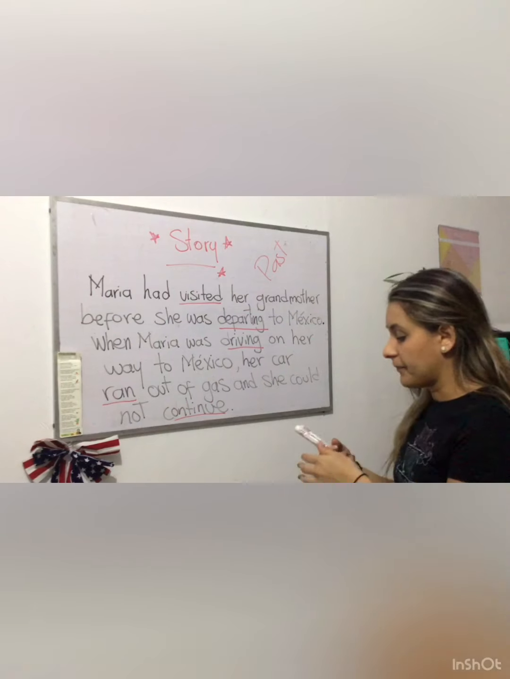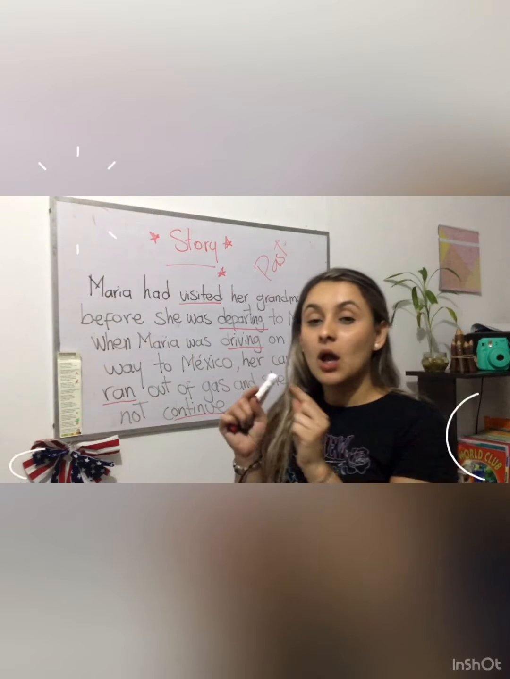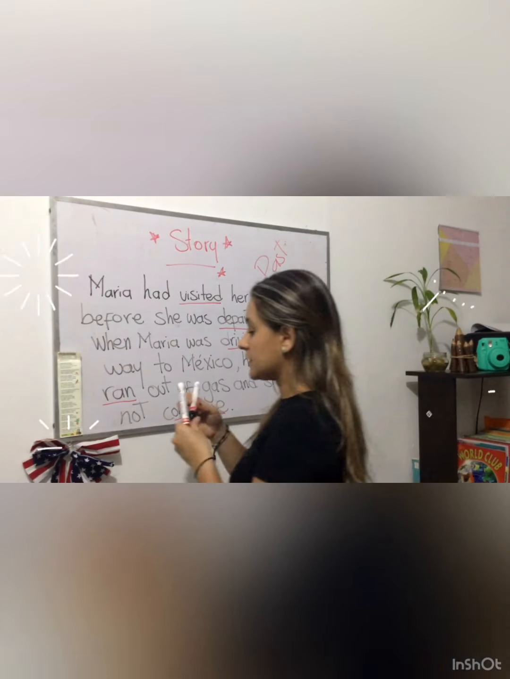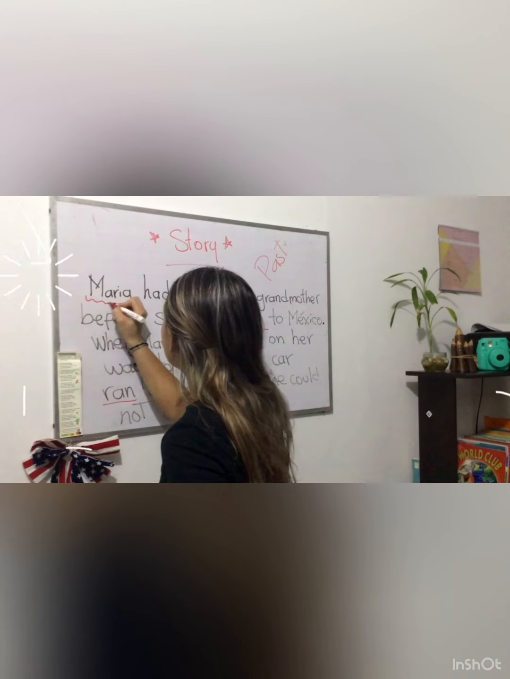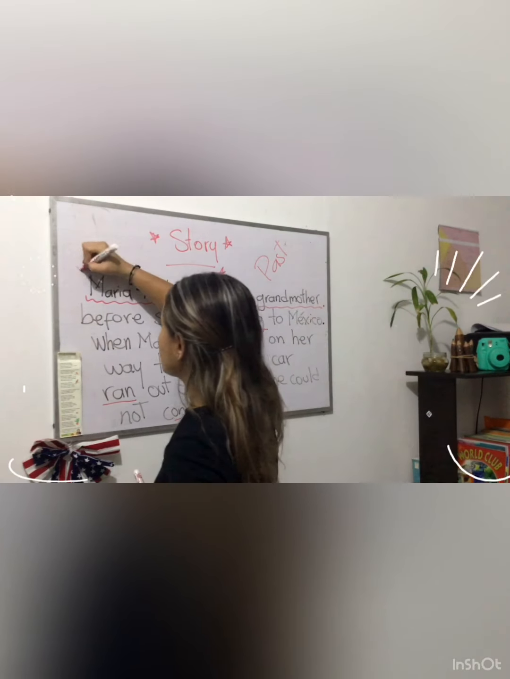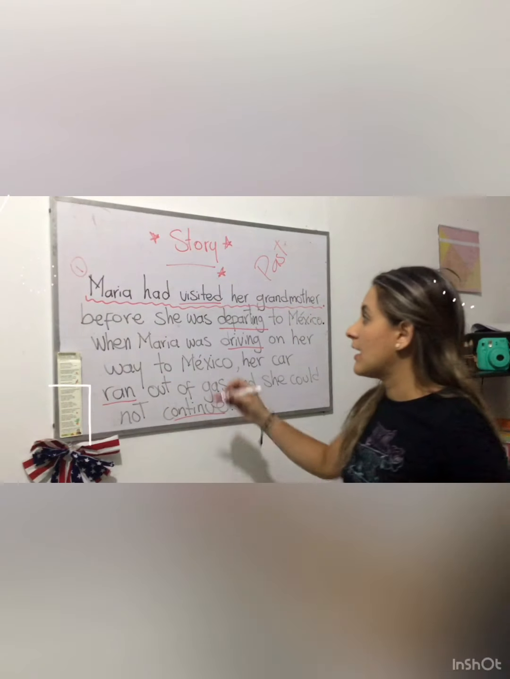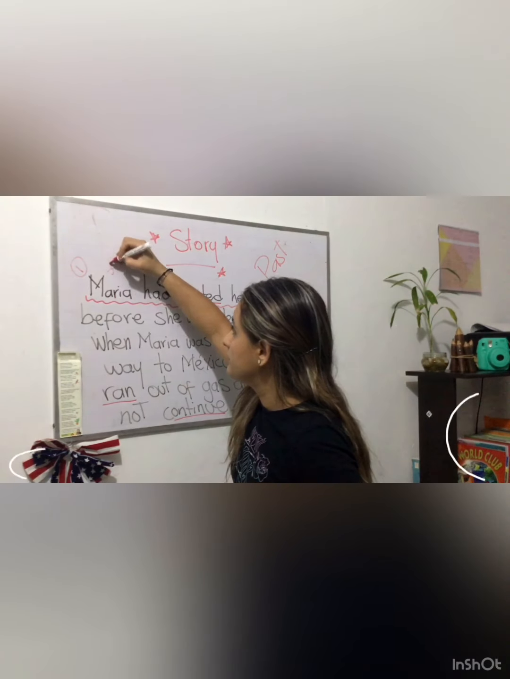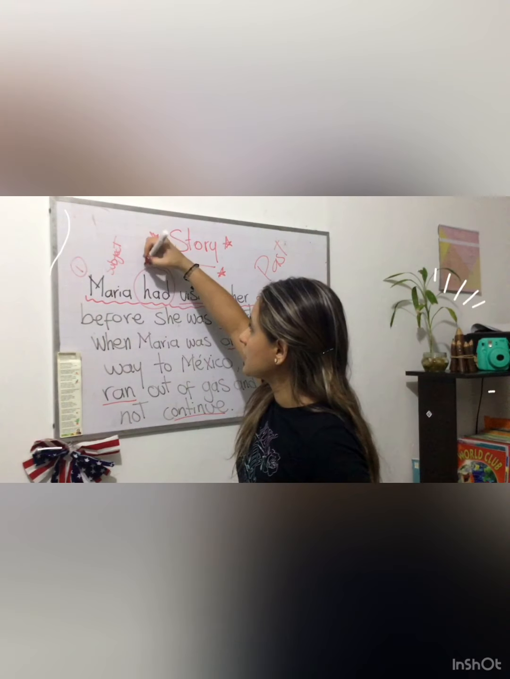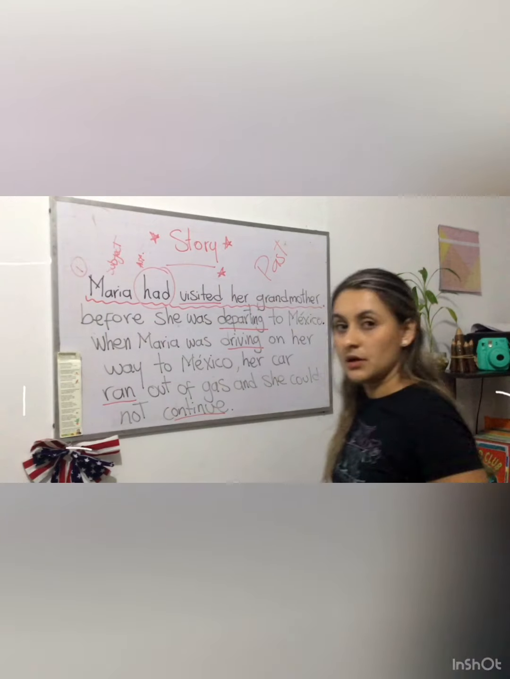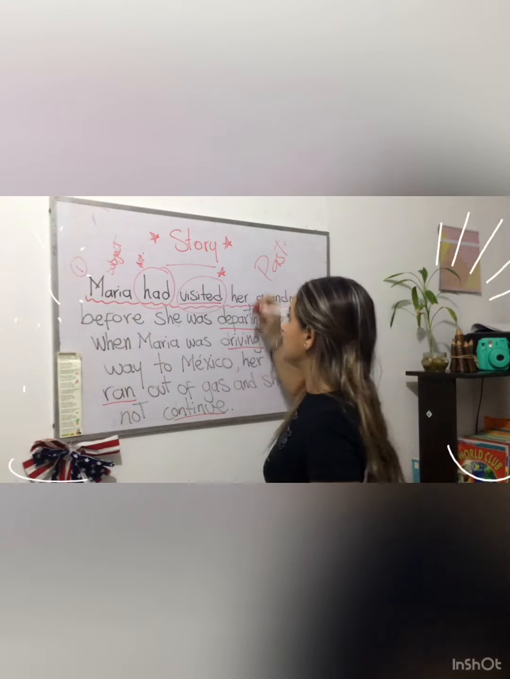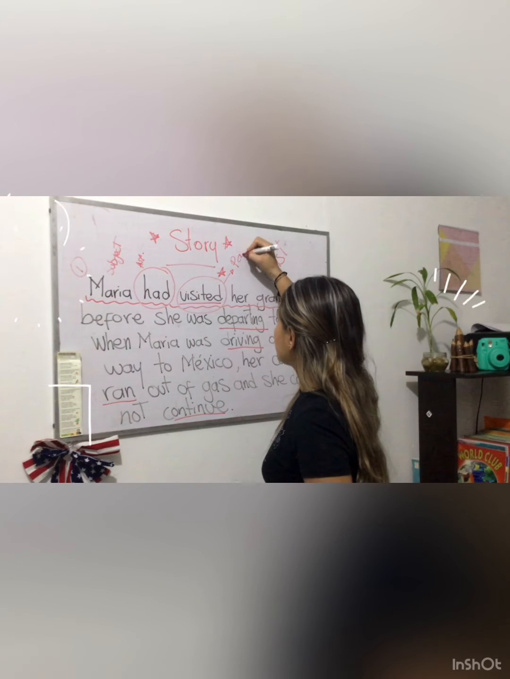So let's check here. This is one sentence. Vamos a elegir cuál es la primera oración y vamos a trabajar en ella, okay? So, this is the first sentence. Maria had visited her grandmother. This is the first sentence, okay? If you can notice, we have the subject, we have auxiliary had, okay, for past perfect. Then we have verb in participle.